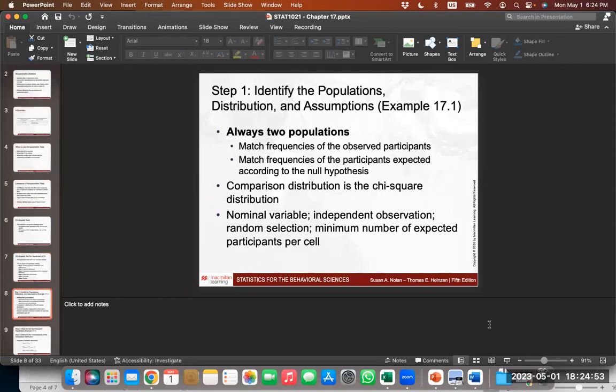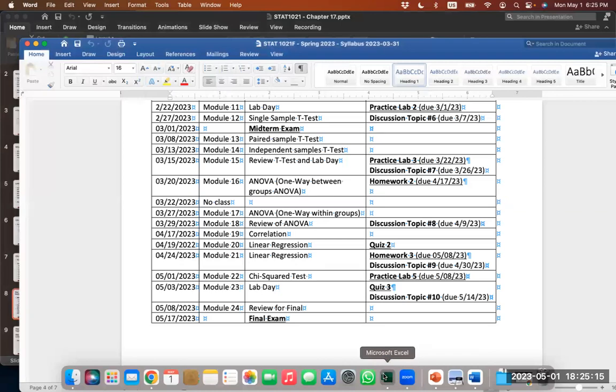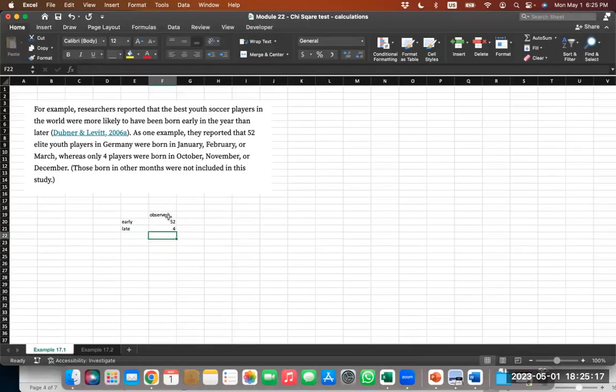With the goodness of fit, you always have two populations of your nominal variables. So they basically stratify. There's two levels of your nominal variable, stratifying your population in two parts. And you're basically matching those frequencies in those two levels, which we have done here with 52 and 4.